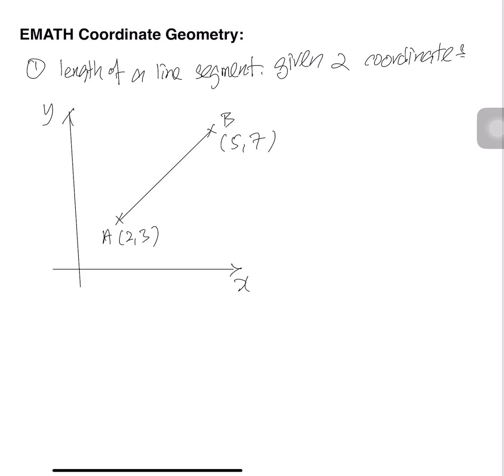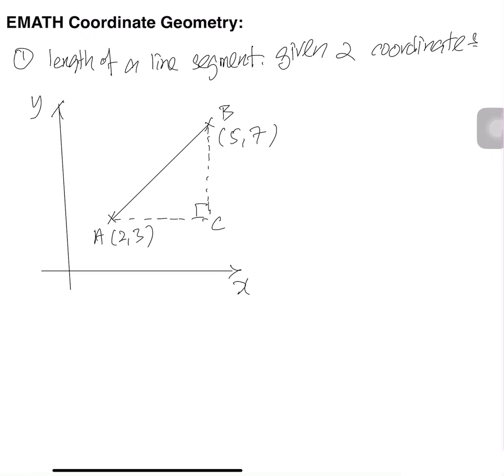Assuming this is a line, for the distance, let's draw a right-angle triangle. By Pythagoras' theorem, let me label this point C. In Sec 2 we learned about Pythagoras' theorem, so we know that AB squared is equal to AC squared plus BC squared. AB is the length that I want to find. So let's take a look at AC first.